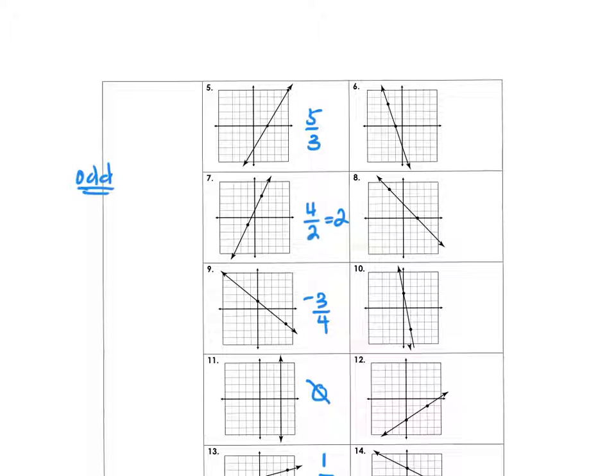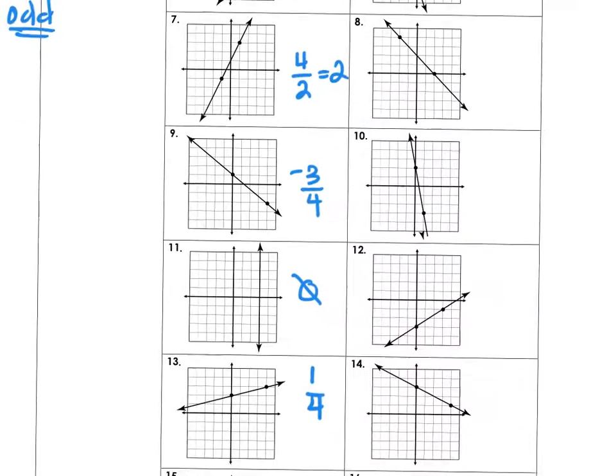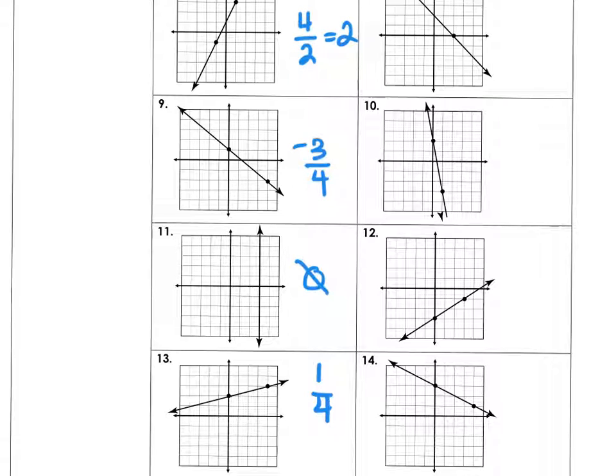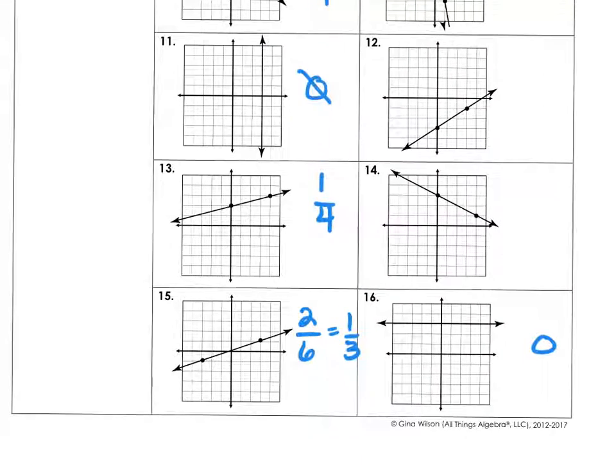So now that you have completed the problems, here are the solutions. For 5, 7, both have positive slopes. 9 has a negative slope of -3/4. 11 is undefined, that's a vertical line, which is all rise and no run. 13, +1/4.